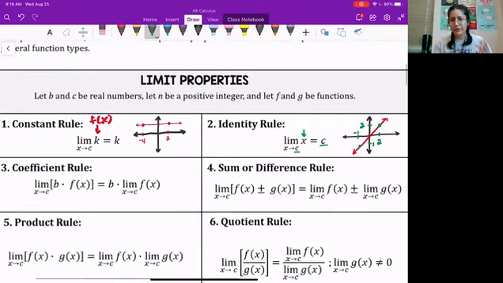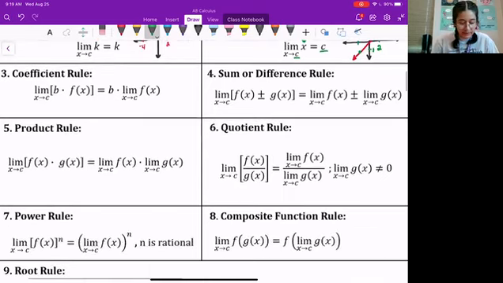These first two are really basic limits. Honestly, we're not so often going to get so lucky to have such a simple question like that. It will come up every now and then, but these next ones are the more important ones.